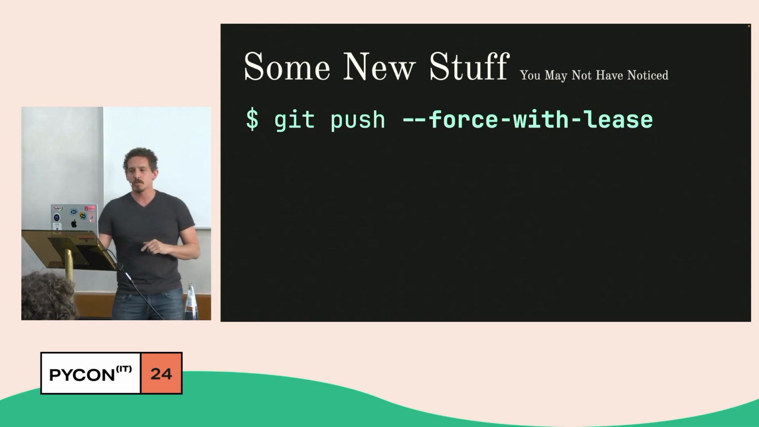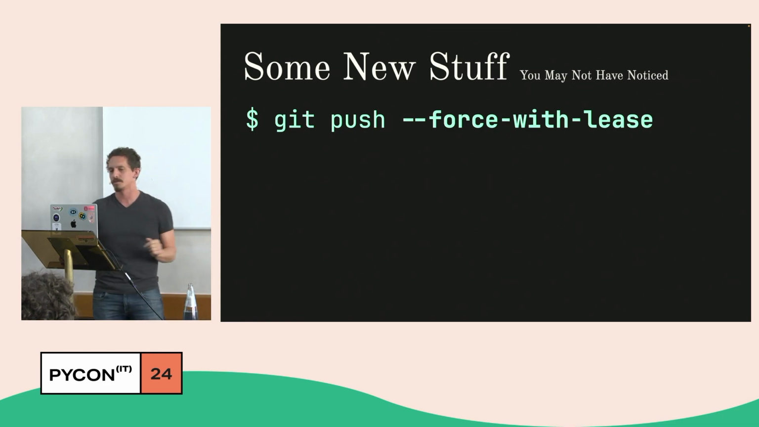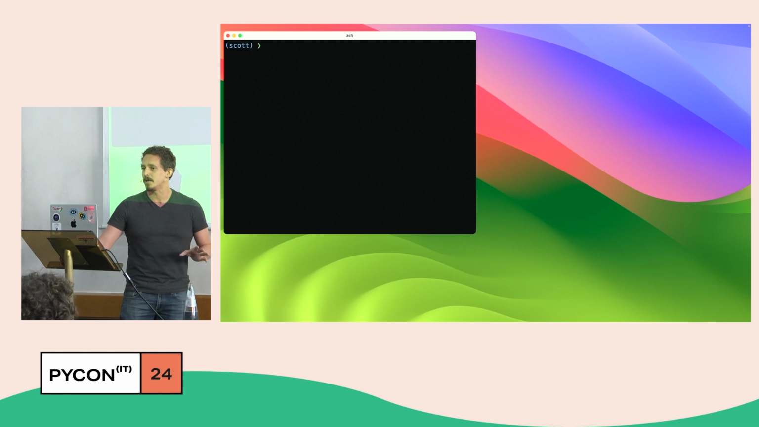Okay, the next one is --force-with-lease. Show of hands, who uses force-with-lease? Okay, then this really should probably be the default in Git, honestly.